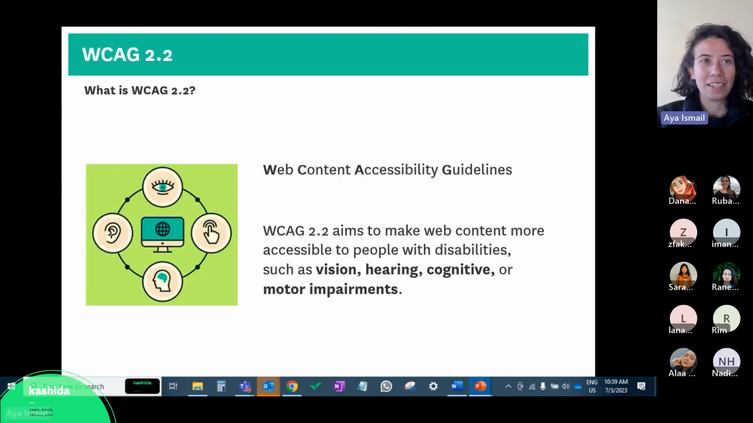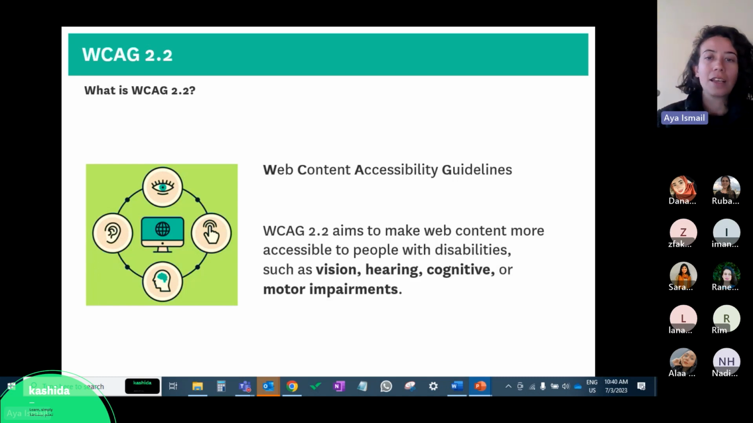Yeah. All right, so you've seen in the questions that we mentioned a few times the WCAG. What is it? It's the acronym for Web Content Accessibility Guidelines. And basically, it's what the name says. It's guidelines for how to make web content accessible. It's an international standard. And by following it, we aim to make web content more accessible to people with disabilities, whether it's vision or hearing or cognitive or even motor impairments.